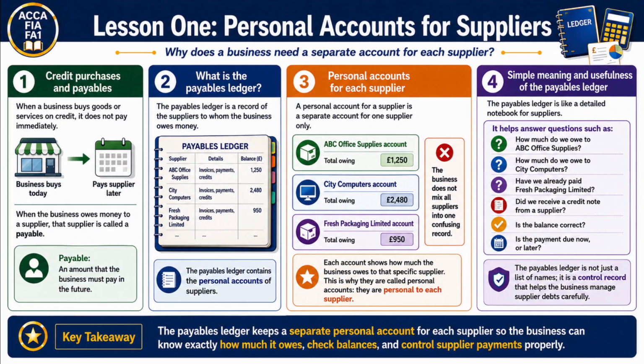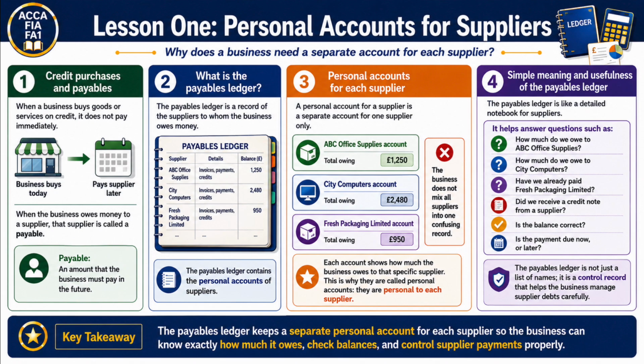Simple meaning of the payables ledger. The payables ledger is like a detailed notebook for suppliers. It answers questions such as, how much do we owe to ABC Office Supplies? How much do we owe to City Computers? Have we already paid Fresh Packaging Limited? Did we receive a credit note from a supplier? Is the balance correct? Is the payment due now or later? So the payables ledger is not just a list of names.